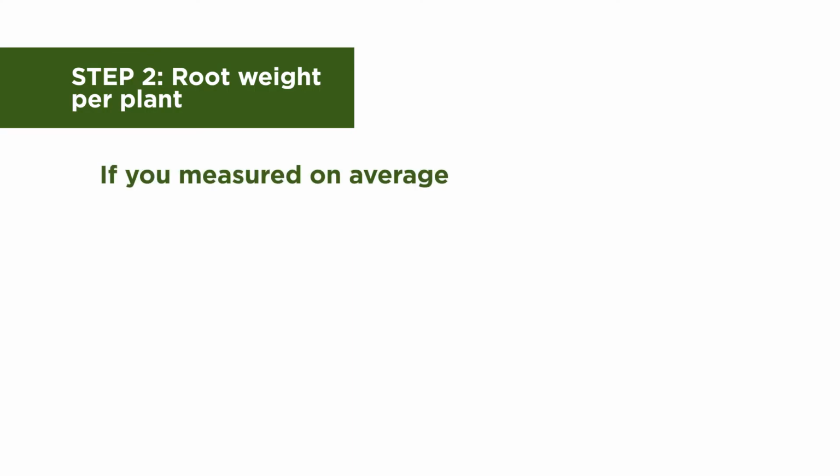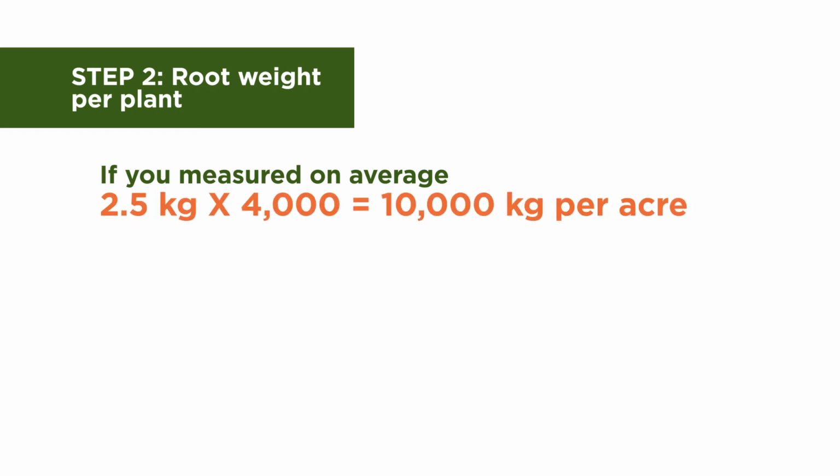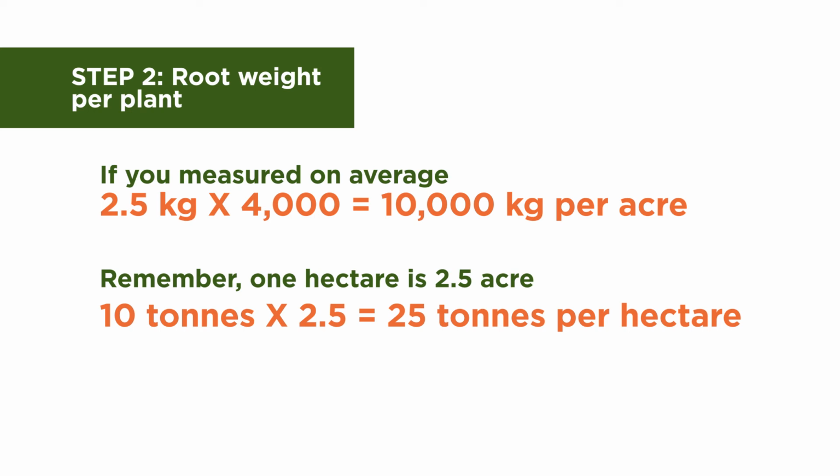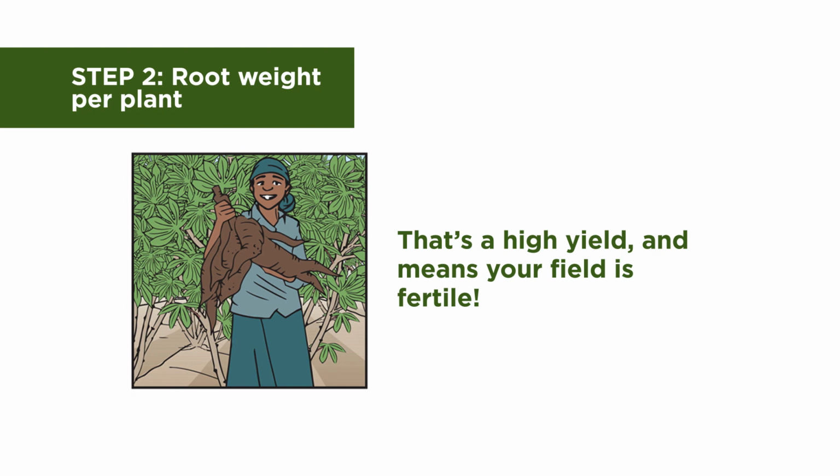For example, if you measured on average 2.5 kilograms of roots per plant and your plant population was 4,000 plants per acre, then you know that your yield is 2.5 times 4,000 or 10,000 kilos per acre. That's 10 tons per acre. Remember, 1 hectare is 2.5 acre. So a yield of 10 tons per acre is the same as 10 times 2.5 or 25 tons per hectare. That's a high yield and means your field is fertile.